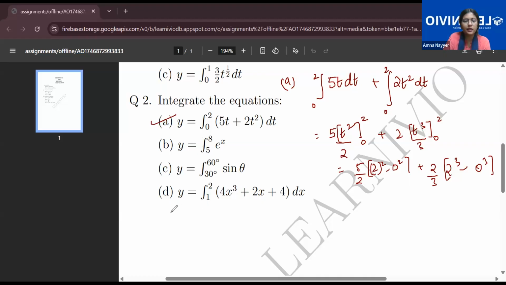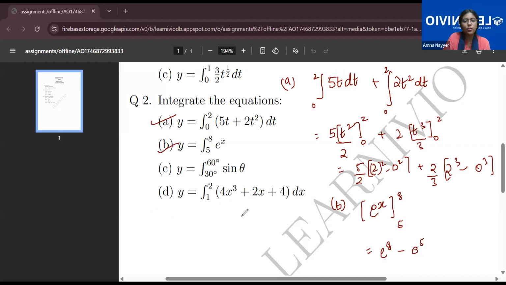Coming to this B part. I told you, in case of exponentials they remain as they are. So after integrating also, this will remain e to the power x only. Just one more step is the limit step. You put the limits: e to the power 8 minus e to the power 5. This is the answer. Understood the second one? Yes, ma'am.